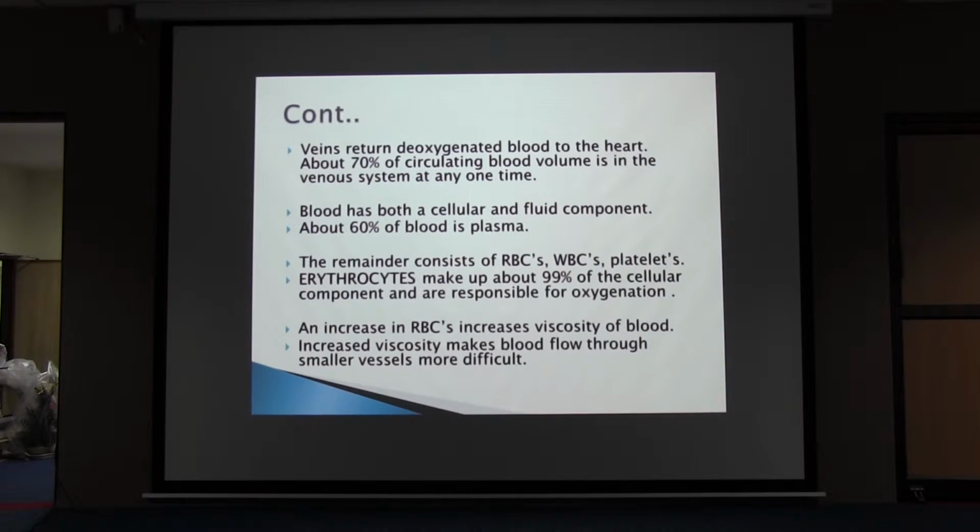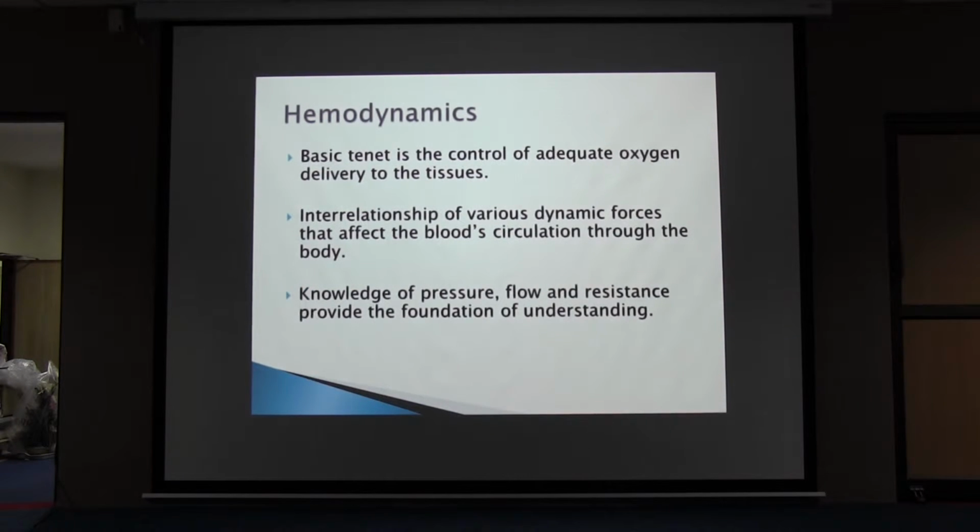Blood constitutes 60% plasma, and the rest is the cell component. The cell component consists of the RBC, WBC and platelets. Among the cell component, it is the RBC which constitutes 90% of the cellular component, and it is the RBC which is most important in carrying oxygen to the tissues. So it is very important to know about the pressures, the resistance, and the flow before you know about the maintenance of the hemodynamics.